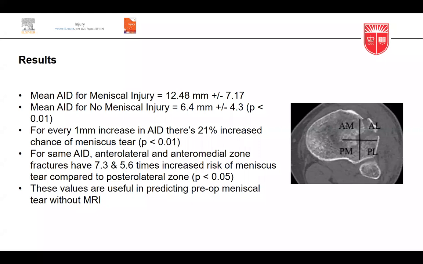Results of this study found that the mean AID for plateau fractures with meniscal injury was 12.48 compared to just 6.4 in fractures without meniscal injury. For every 1 millimeter increase in AID, there's a 21% increased chance of meniscus tear.